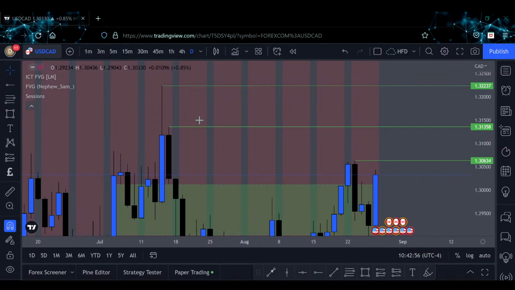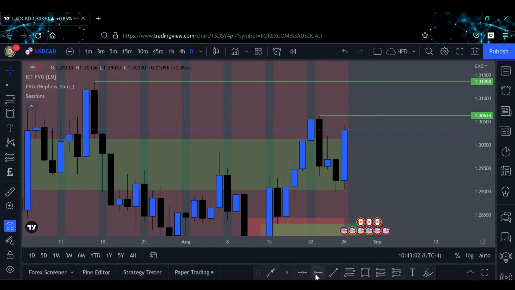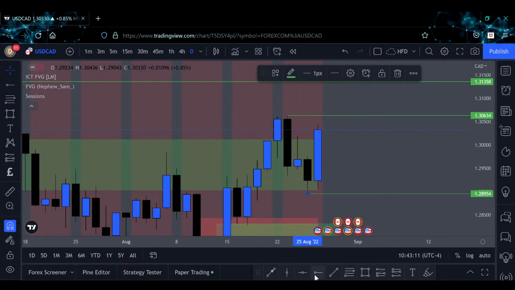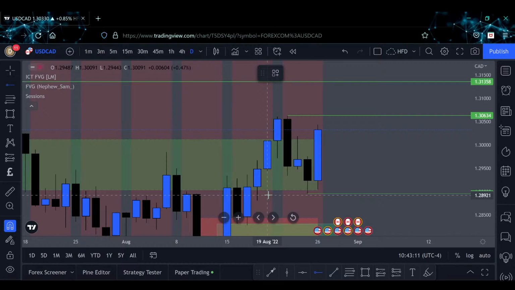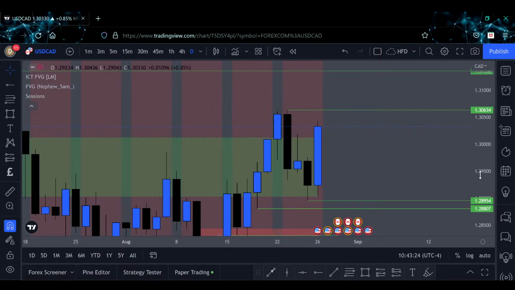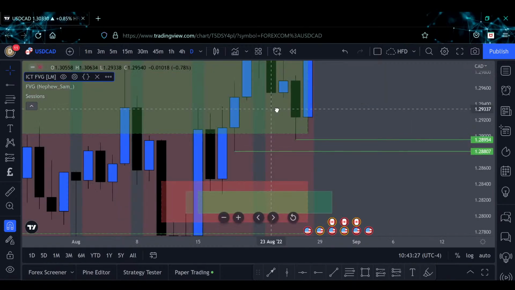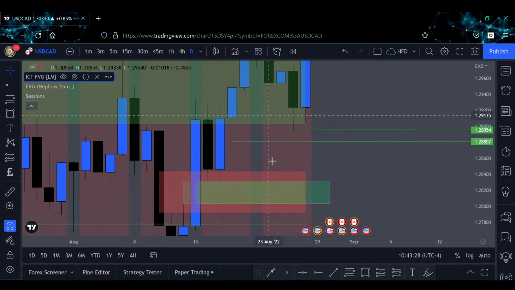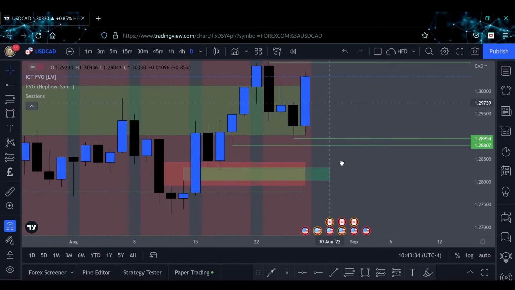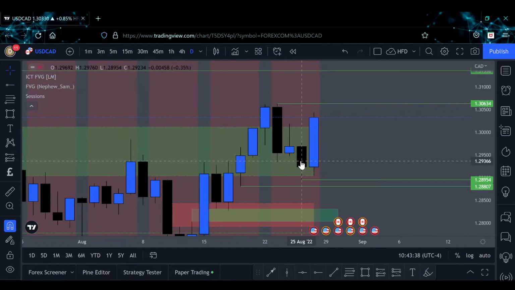So they would be your targets for upside liquidity. Obviously downside would be 1.28954 and 1.288, 1.28807. You don't really need to look at any other lows there.